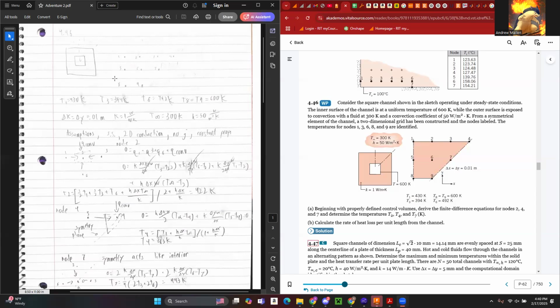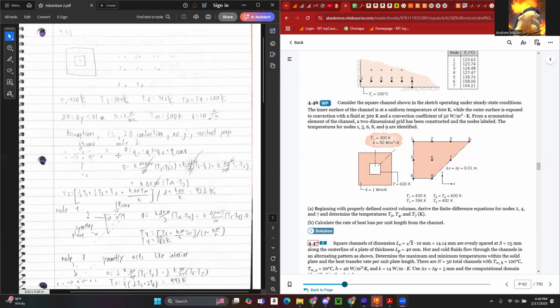First, I recreated the sketch and wrote down the values for myself. I wrote down the assumptions, that being that we are dealing with steady state 2D conduction, no heat generation, and constant properties. I'm now realizing that I said transient before. That is incorrect. This is steady state that we're dealing with here.